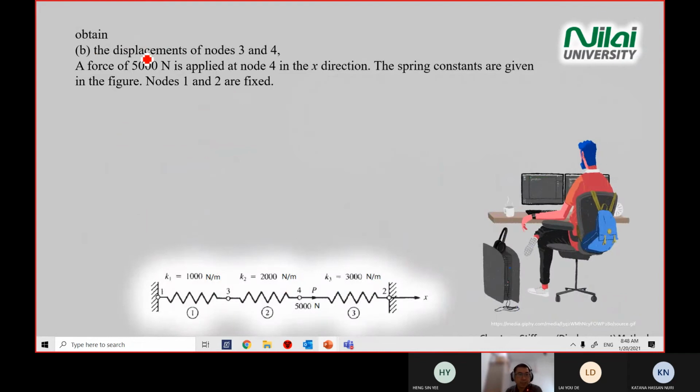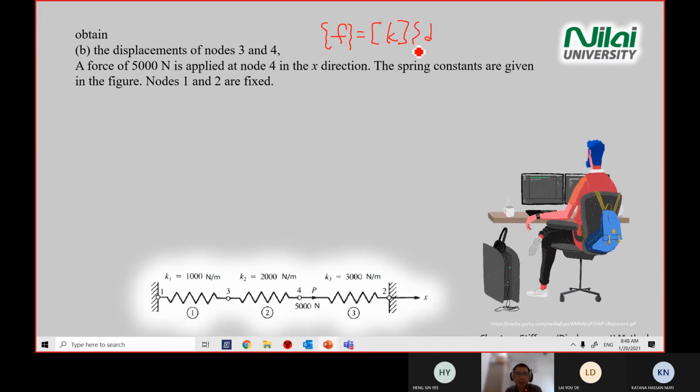The next one, we're going to find displacement, which is, again, recall F equal to KD. I use a small letter because we are looking at an element. Oh, sorry, we are looking at a node. By the way, later on we're going to change. You have F, K, and D also.